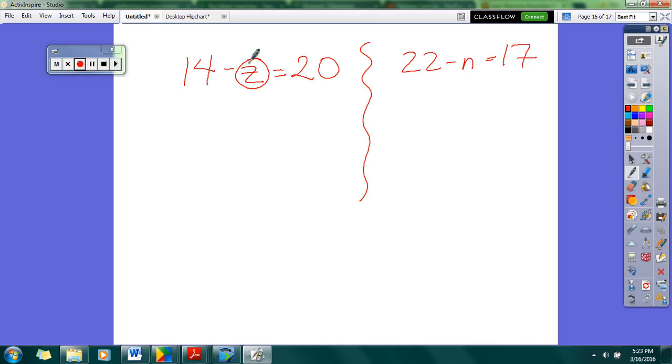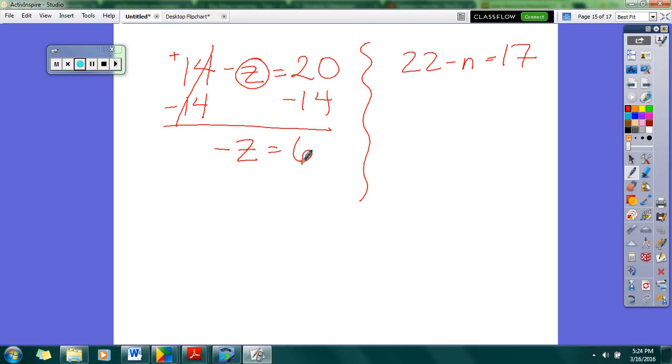So I ask myself, what is on the side with z that I don't want? And the first answer to that is 14. Because this doesn't have a sign in front of it, we're going to call it a positive 14. So what's the opposite of positive 14? It's negative 14. That's why I'm going to subtract 14 from both sides. I cancel out the 14. I bring down everything I didn't touch, including the negative sign, and I solve 20 minus 14. So now I get negative z equals 6.